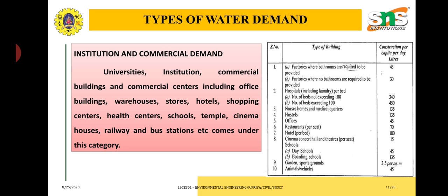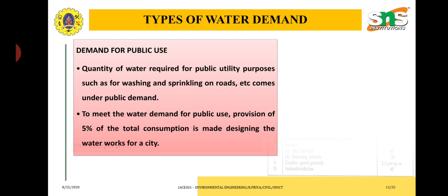In this table you can see that for various commercial and institutional places the per capita demand is listed. For instance, nurses' homes and medical quarters consume 135 liters per capita per day. Hotels consume 135 liters per capita per day. Offices use 45 liters per capita per day, etc.